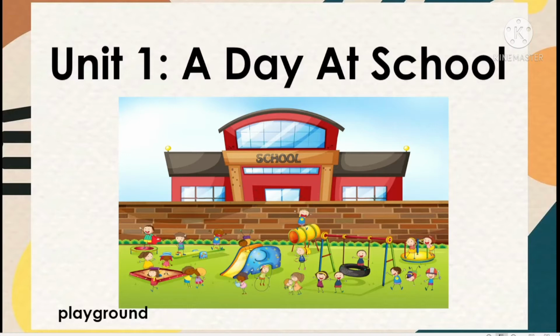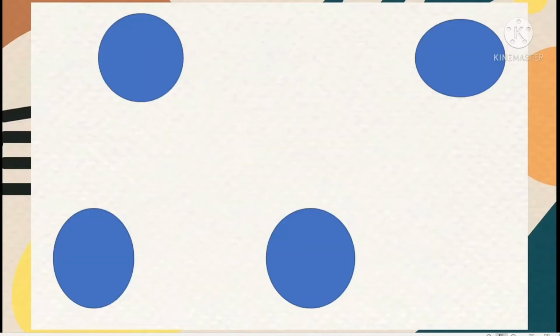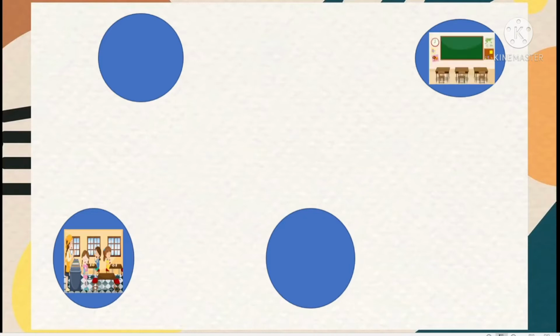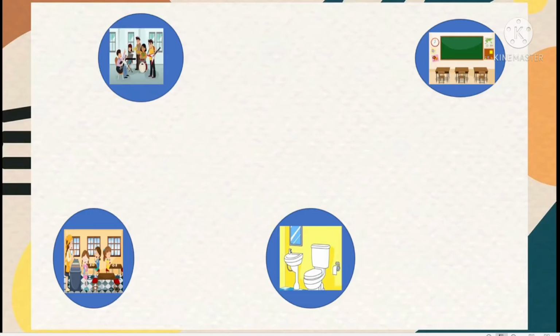Who can tell me the spelling of playground? Can you spell it? Nice try. That is P-L-A-Y-G-R-O-U-N-D. A playground. Now there are 4 circles. What place is this? Cafeteria. Very good. What room is this, everyone? Classroom. Right? This is the restroom. Music room. Good job. You're right.